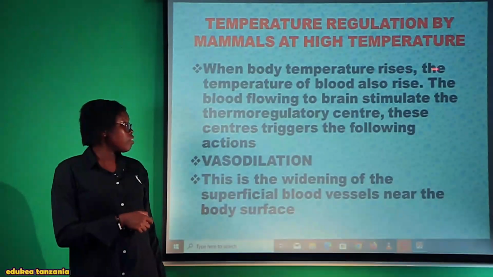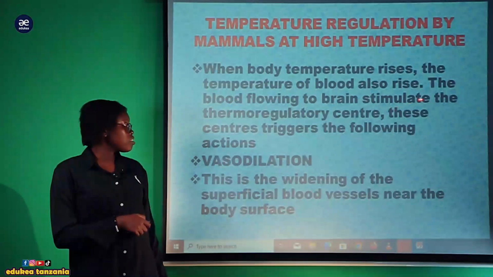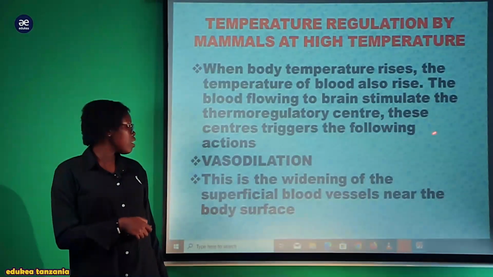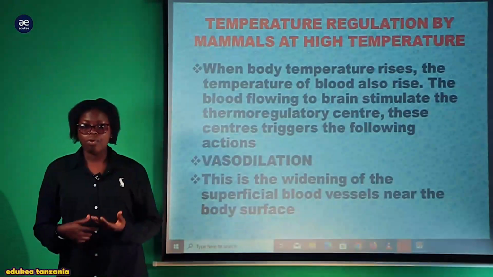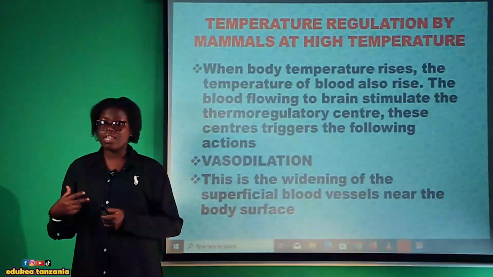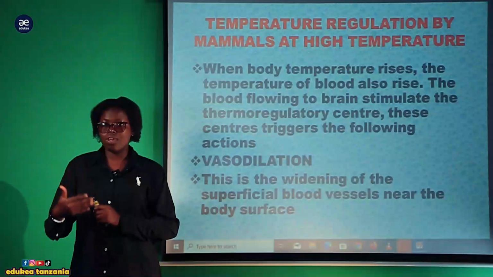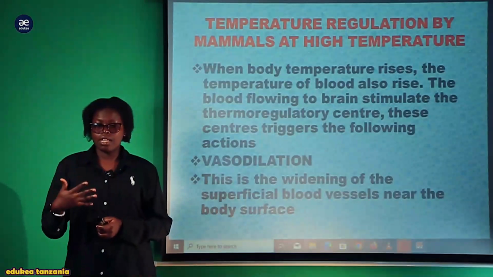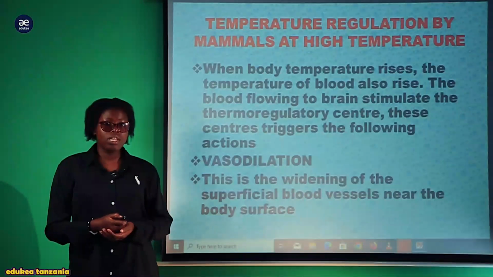When the body temperature rises, the temperature of the blood also rises. The blood flowing to the brain stimulates the thermoregulatory center. This center triggers the following actions. Kwa pale ambapo kuna kuwepo na the surrounding temperature ikiwa ni kubwa, meaning that the body temperature yenyewe itakuwa ni kubwa. So on how this mammal they tend to regulate the internal body temperature katika hot condition au katika high temperature. The first one ni vasodilation.